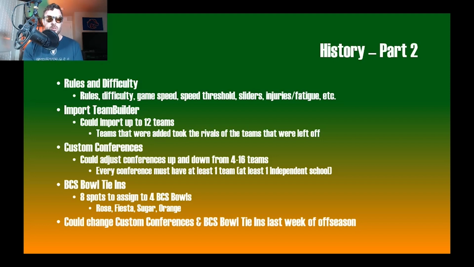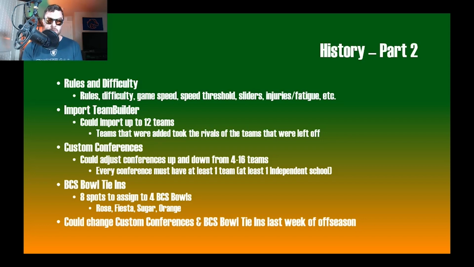Then you could adjust your team builder. So you could import team builder teams, up to 12 teams. Teams that were added took the rivals of the teams that were left off. So it was really hard to be like, I'm going to include Alabama Tech and I want their rival to be Alabama. You have to remove Auburn or something like that. It's really, really difficult to do that, but that's how it worked.